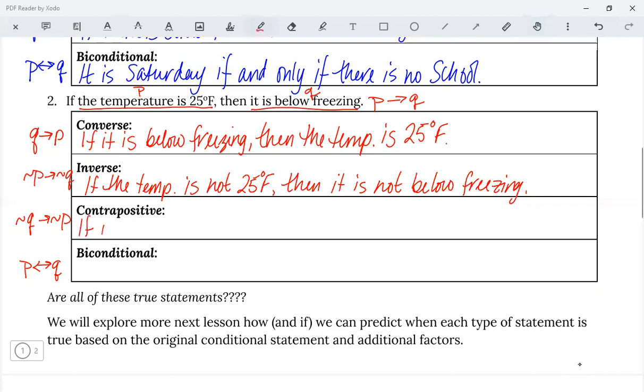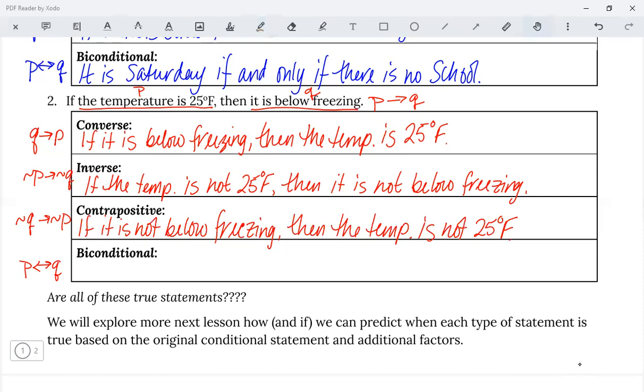Okay, contrapositive, go back to your original, flip it around, switch your negation. So if it is not below freezing, then the temp is not 25 degrees Fahrenheit. Well, that's true. If it's not below freezing, your temperature has to be above 32 degrees, and that would mean it can't be 25 degrees Fahrenheit.